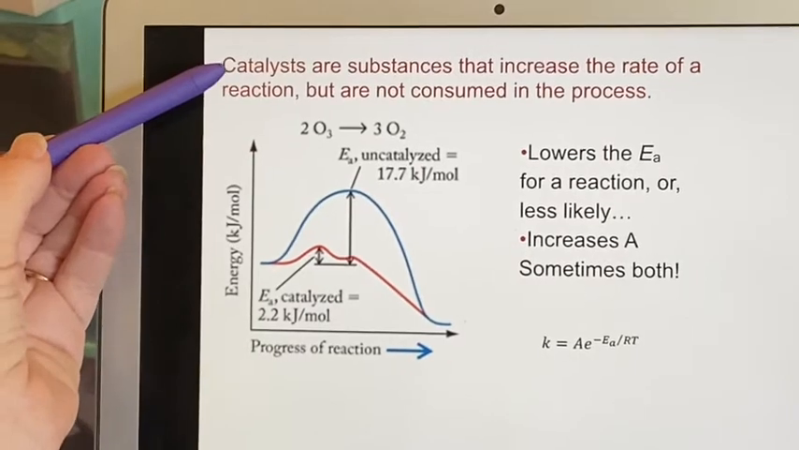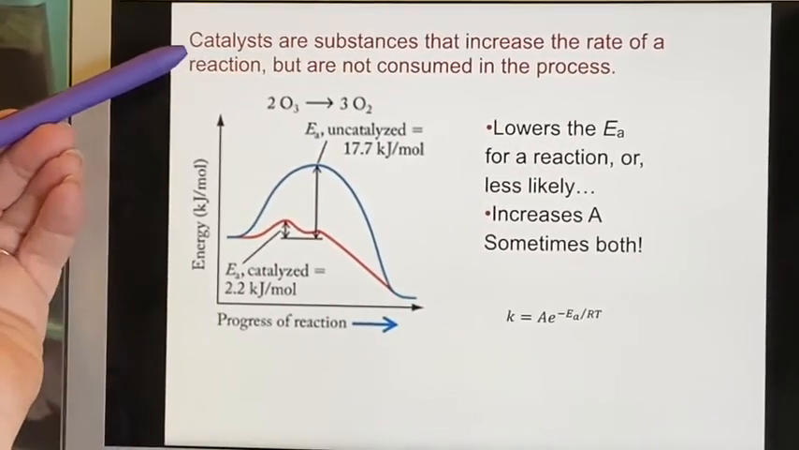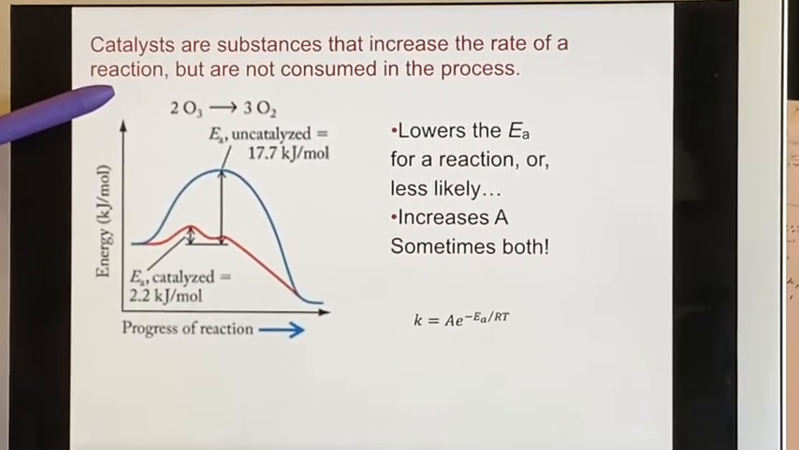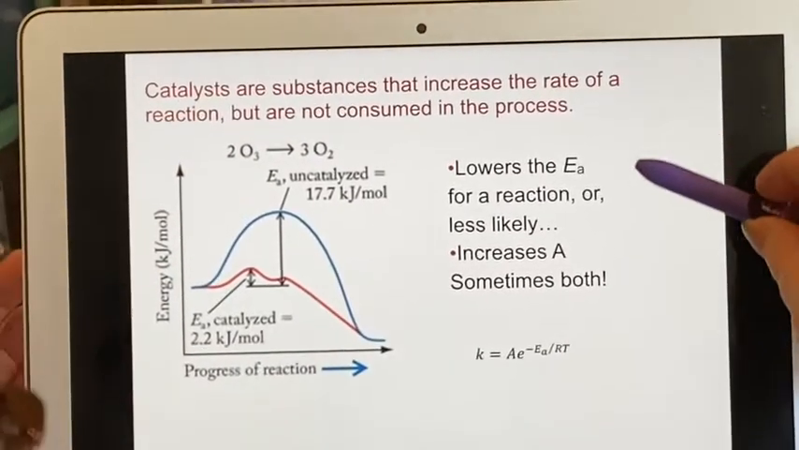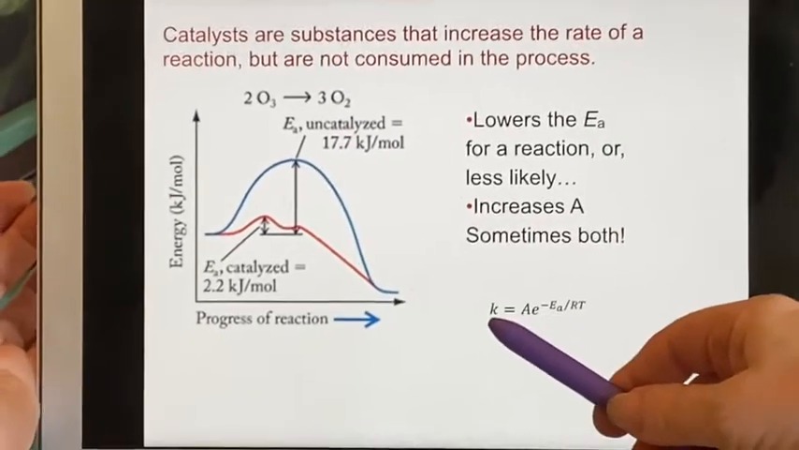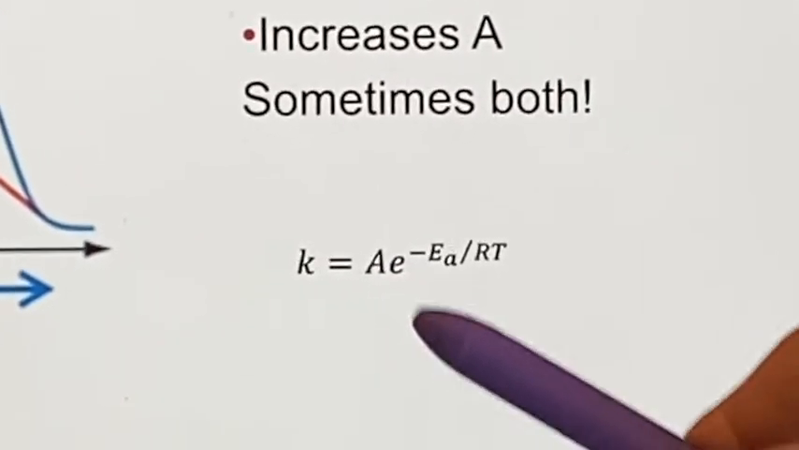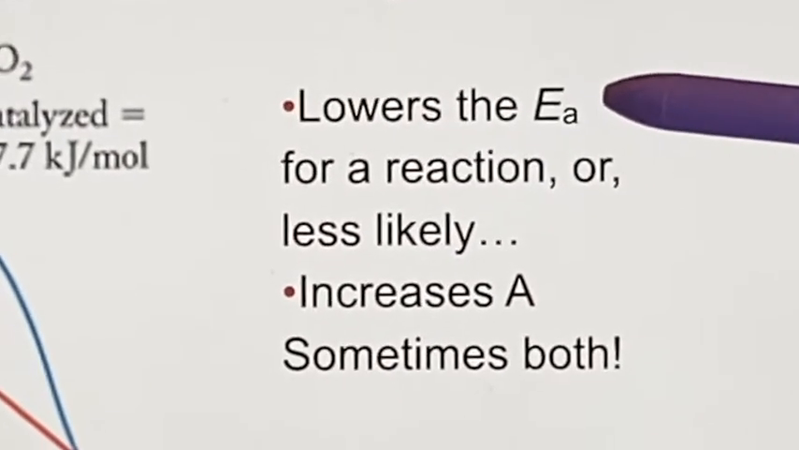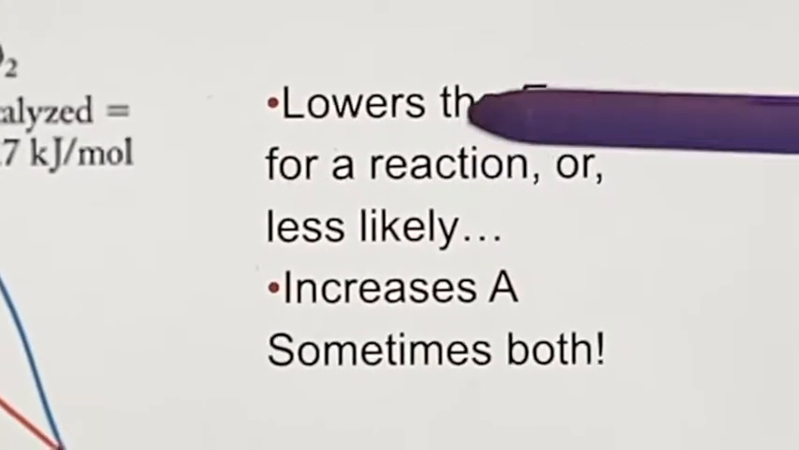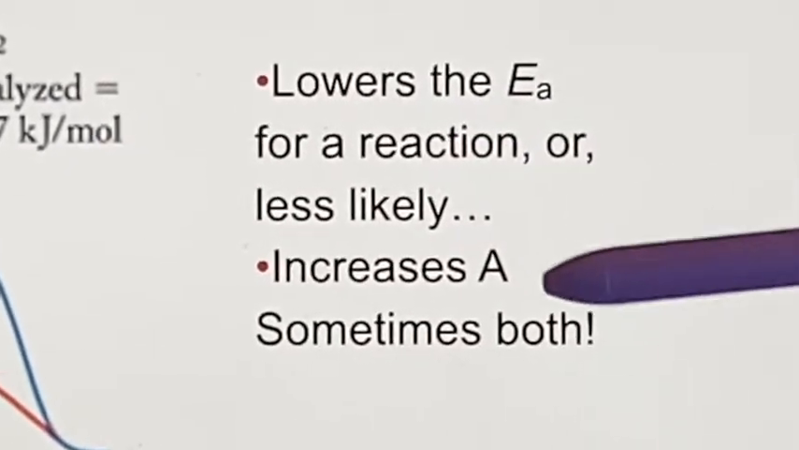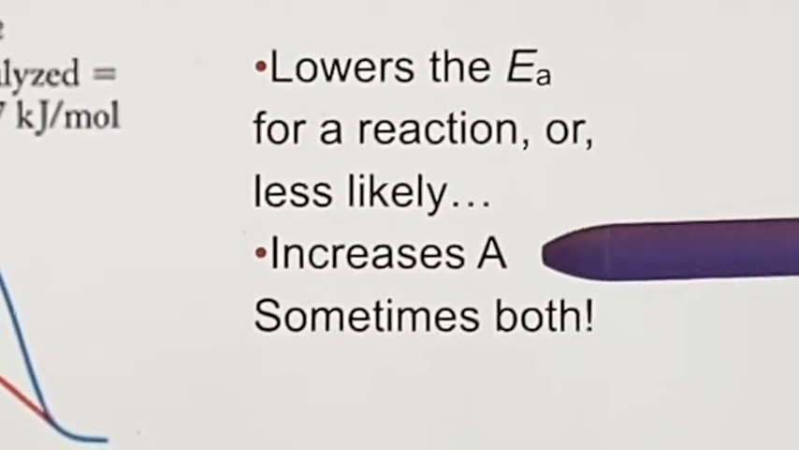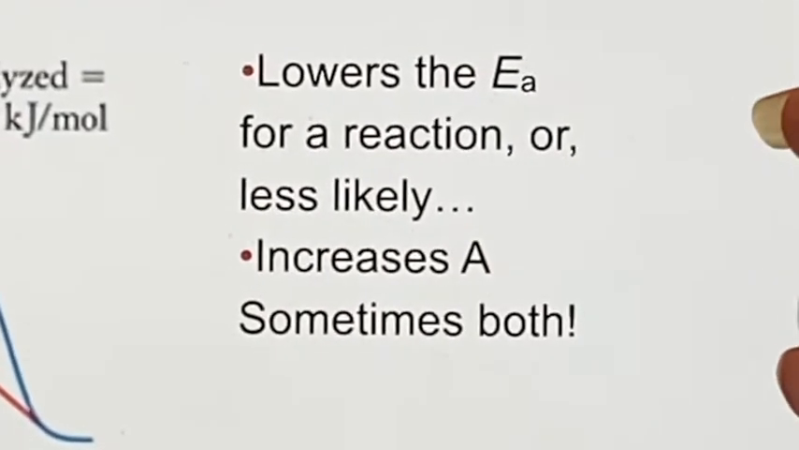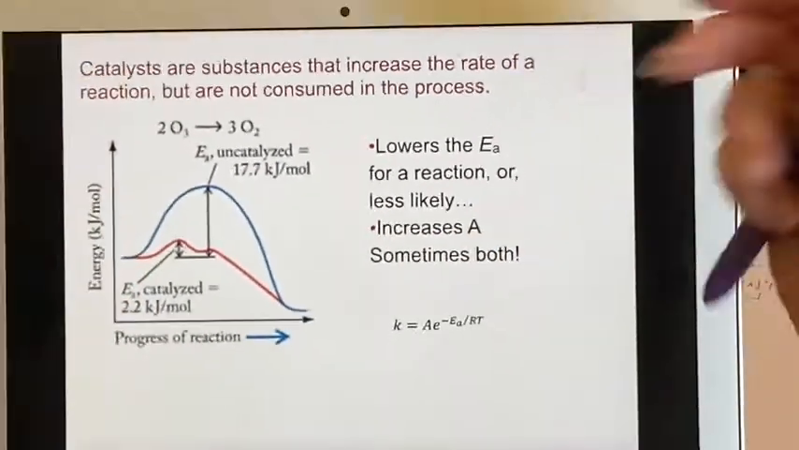Now, we define a catalyst, and this includes things like enzymes, as a substance that will increase the rate of a reaction but not be consumed. Now, how could that happen? We know that our rate constant k is made out of A and then e raised to this power. So usually it happens because E sub A has been lowered, but it can also happen because A has been increased. A, you remember, has to do with the directions that things combine. So how likely are they to hit in the right orientation?